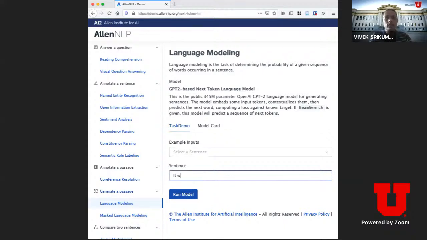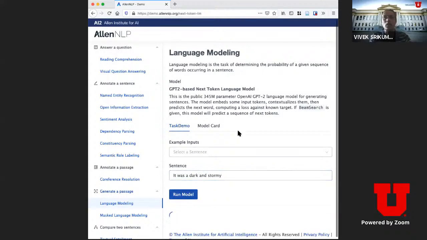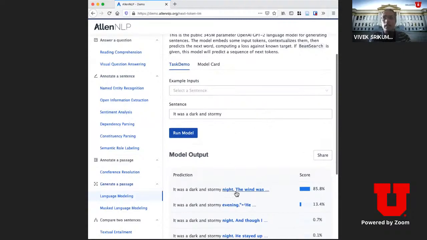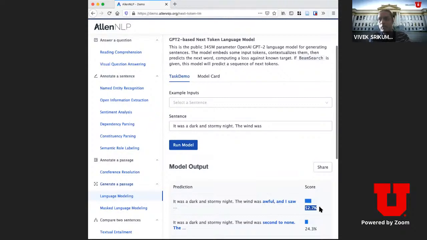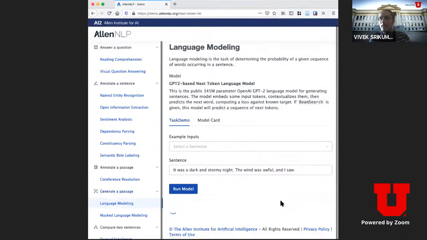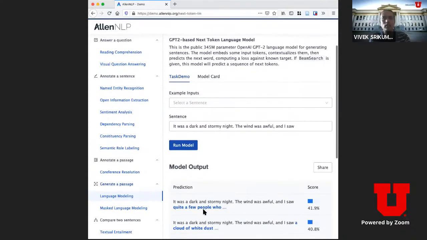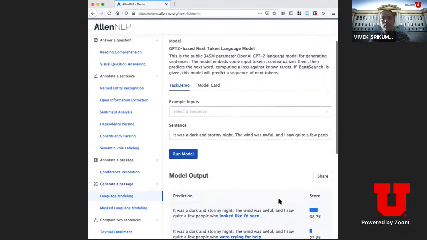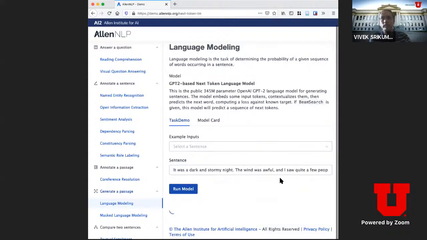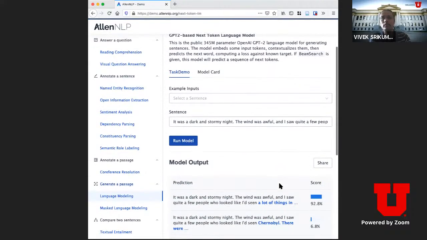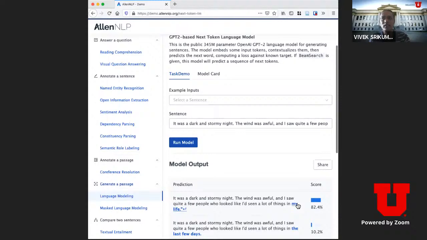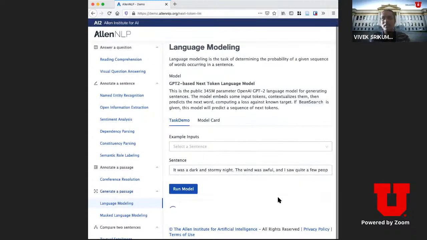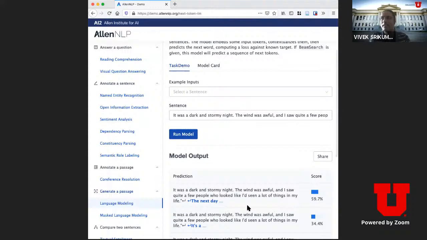So I can say "it was a dark and stormy," and ask the model what comes next, and it'll say "night. The wind was" "awful." By the way, there's a probability here. "The wind was awful, and I saw" "quite a few people." There is a story that's forming here, "who looked like I had seen." It'll stop. Oh, look, "night. I had seen a lot of things." There was something about Chernobyl after that. I don't know what the sentence means, but you're getting something.